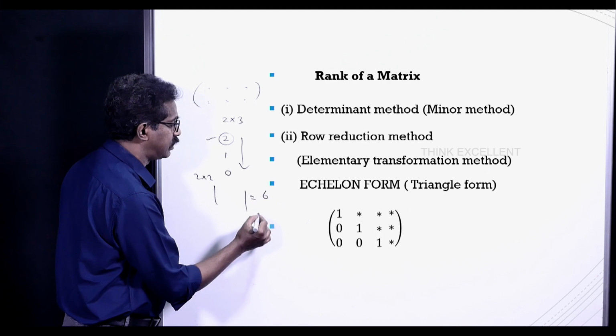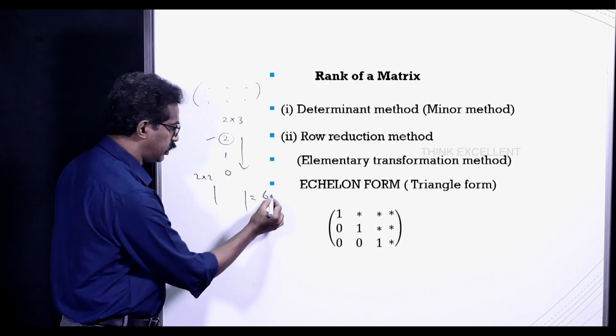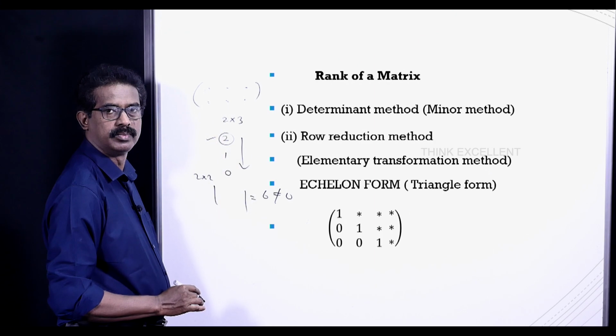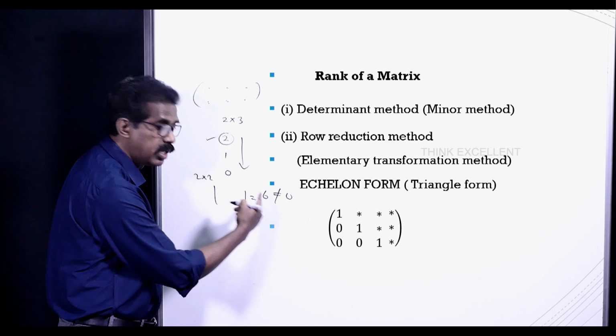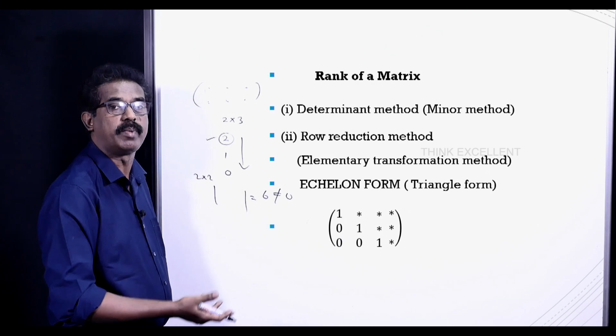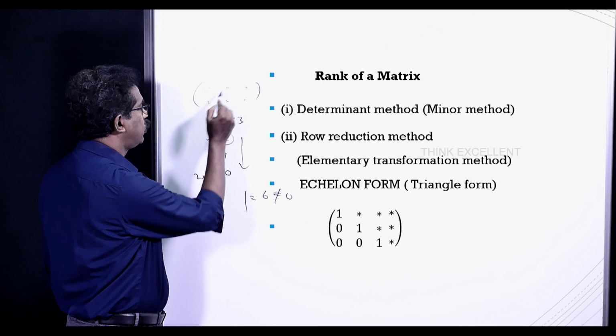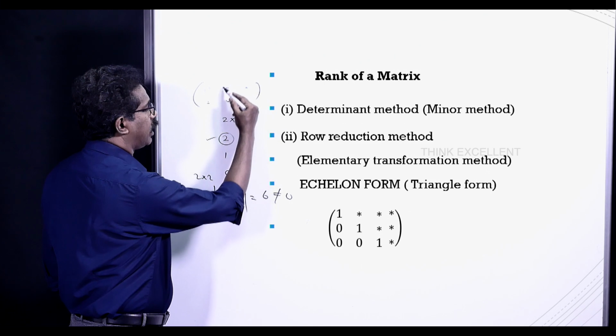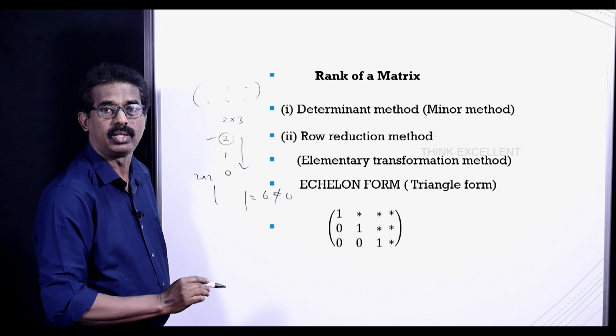You get some answer which is not equal to 0. It is confirmed. The rank is 2. Suppose the determinant value is 0. You don't say rank is not 2. You check for some other 2 by 2. This 2 by 2 you take, suppose it is 0. Then you take this 2 by 2. This 2 by 2 you take. If it is not equal to 0, the rank is 2.